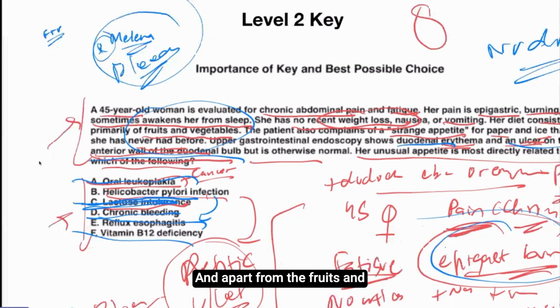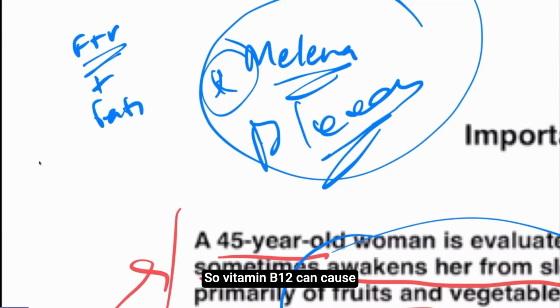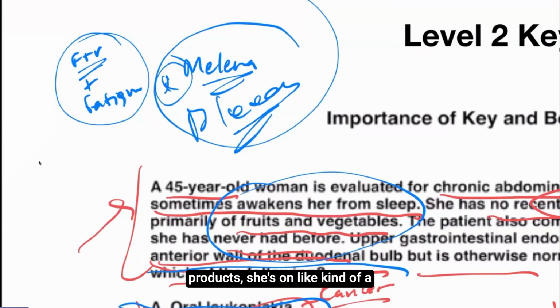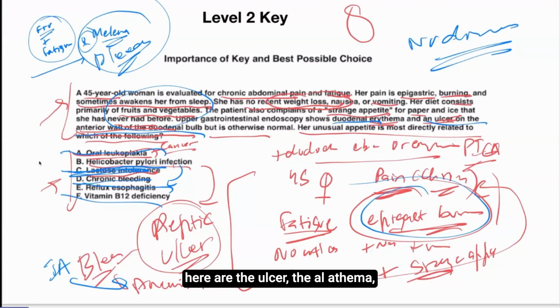And apart from the fruits and vegetables, she has fatigue. So vitamin B12 can cause it, because she's not taking any meat products, she's on kind of a vegan diet, that could increase the chances of getting B12 deficiency, and that increases fatigue. But the negative clues here are the ulcer and the duodenal erythema, they don't make sense to me. So F is ruled out.